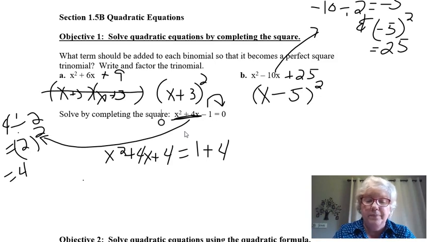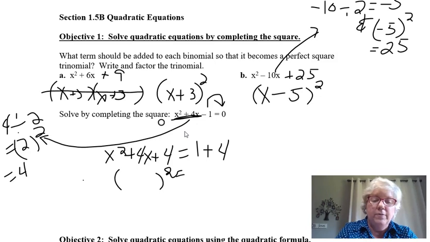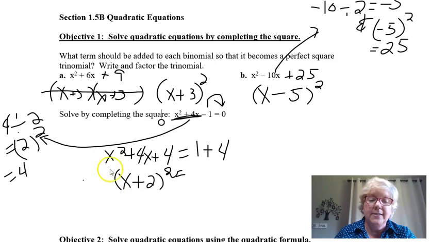So I have to put that +4 actually on both sides when you're solving the equation. Now I will factor the trinomial, and it would be (x + 2) squared. X times x is the x squared. 2 times 2 gave me that 4. On the other side, 1 plus 4 is 5.